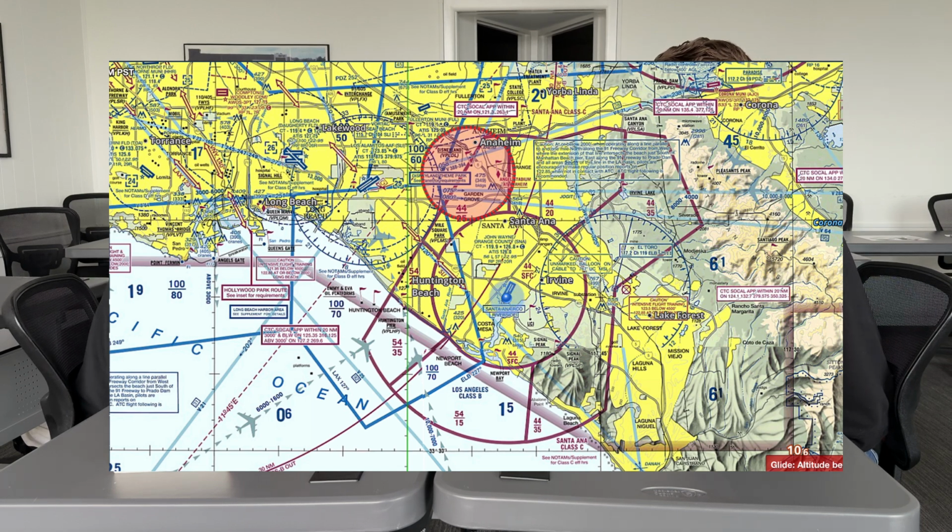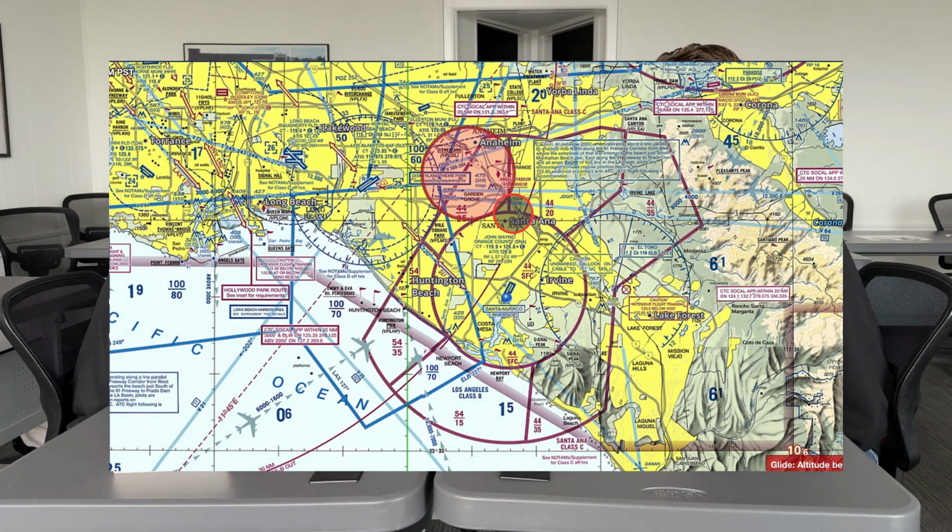And then these numbers right here, what does that mean? So that's the shelf. The shelf for our Charlie goes from the surface to 4,400 in the general area of the airport. And then we also have shelves on the outside as well. Talking about those outer shelves, at what altitude does this shelf start? 2,000. And up to what altitude? 4,400. Yep.